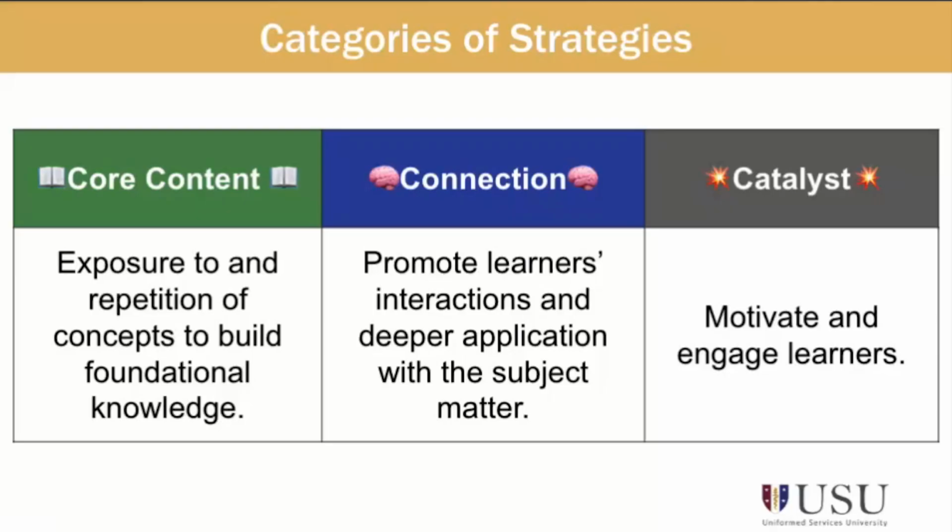And then our third type of strategy we're going to talk about are called catalyst strategies. These are strategies that are aimed at, learning the content is one thing, absorbing it is one thing, but actually being engaged in it, being motivated by what they're doing. That's what these catalyst strategies do. So we'll talk about all three in the rest of our time together.